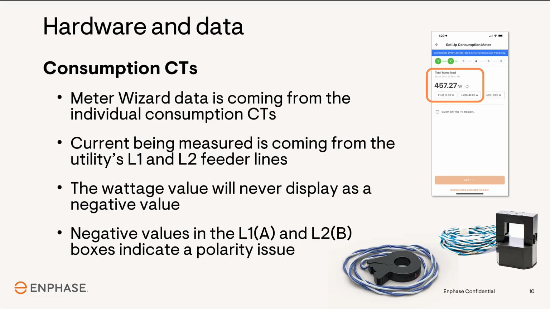Lastly, there are two versions of the consumption CTs available. Both function the same way, just different styles. The one on the bottom left is a spring clamp style, while the one on the right is the one that's been around for a while and has a hinge. The key takeaway here is that the data displayed under the total home load, L1 and L2 boxes, is coming from the consumption CTs.